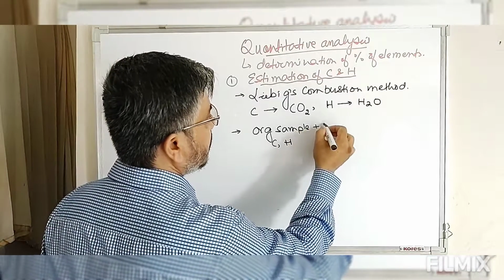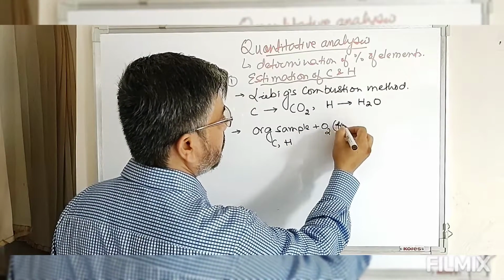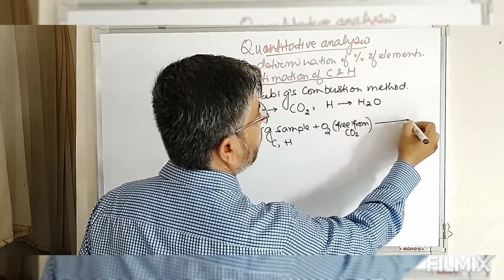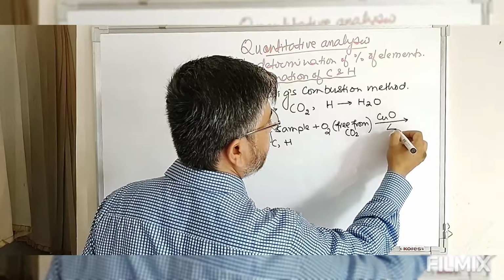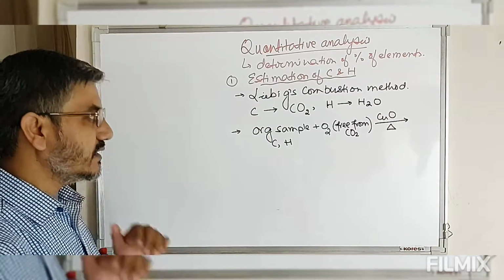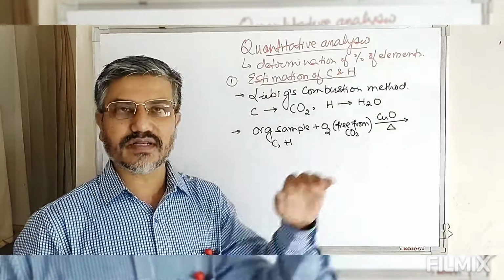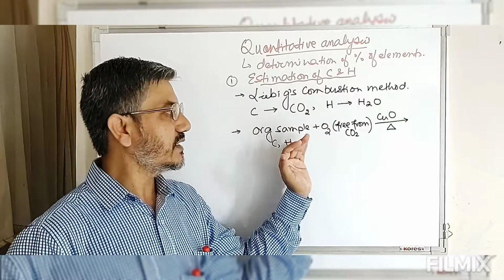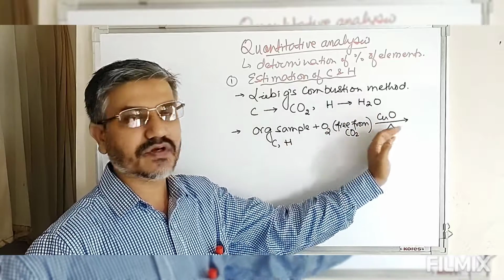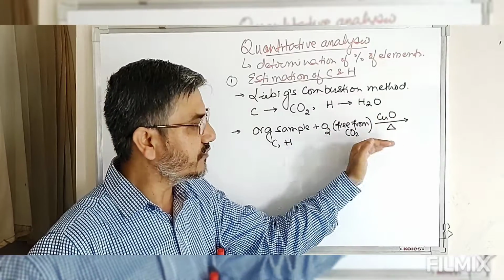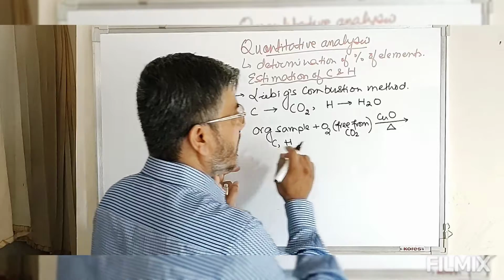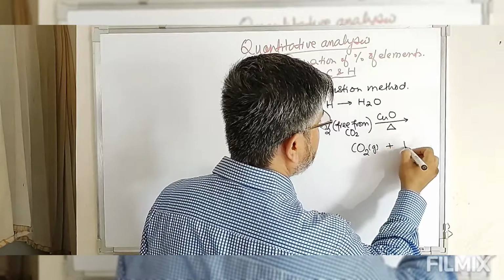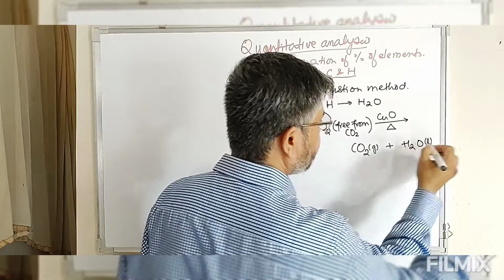Now this is heated with oxygen. This oxygen should be free from carbon dioxide, with cupric oxide, followed by heating. So the reagent used for oxidation of this organic sample is cupric oxide. The organic sample containing carbon and hydrogen is heated with cupric oxide in the presence of oxygen free from carbon dioxide. Carbon is oxidized to carbon dioxide gas and hydrogen to H2O liquid.